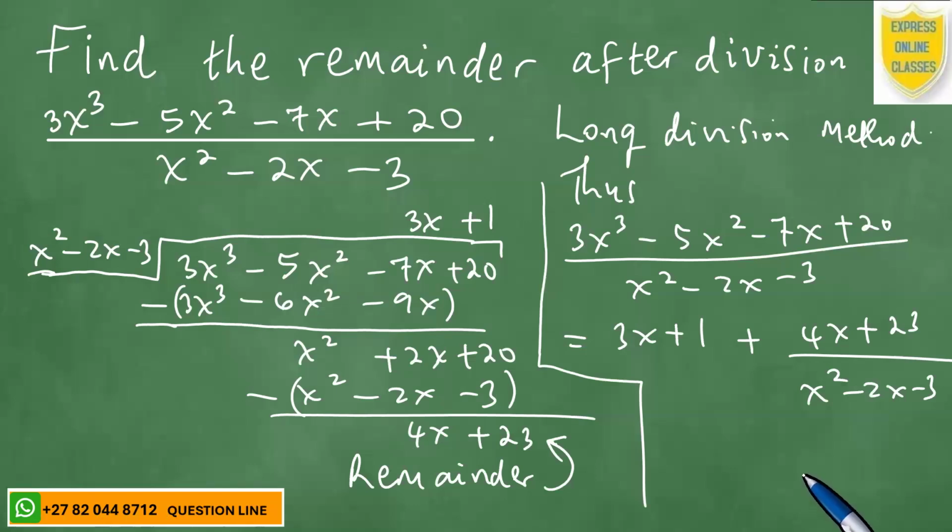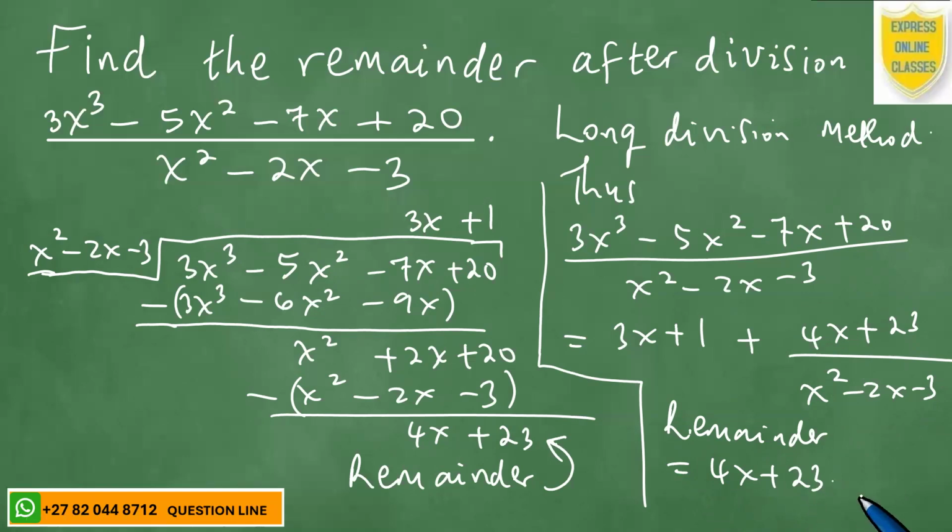So in the end, then we're able to see that the remainder, right, the remainder is what? It's exactly this, which is 4x plus 23, and that is the remainder.